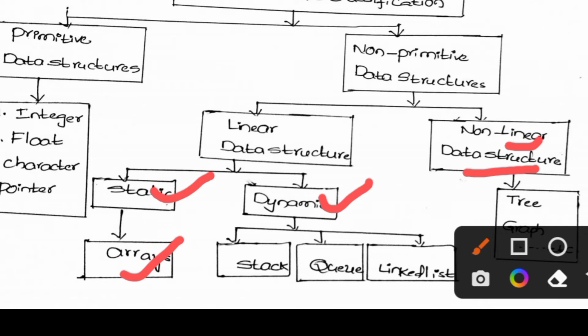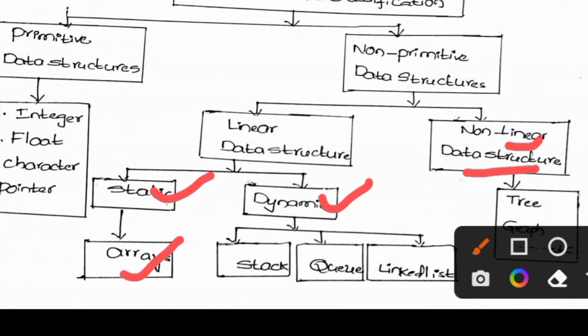So here, by using an array data structure, I can store a collection of integer values, a collection of float values, and a collection of characters. So here the array is used to store a collection of elements that must be of similar data types, either integer, or float, or character.